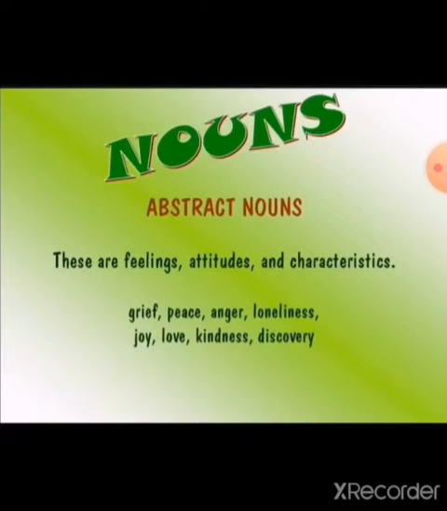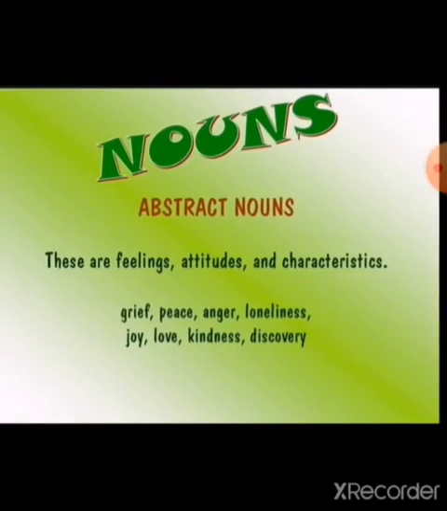Peace is something that we cannot touch. Peace is something that we cannot see, but we can feel it. Okay. Anger, loneliness, joy, love, kindness and discovery. So these all are abstract nouns.